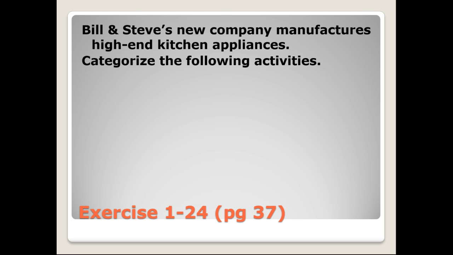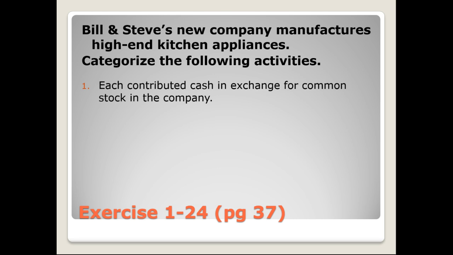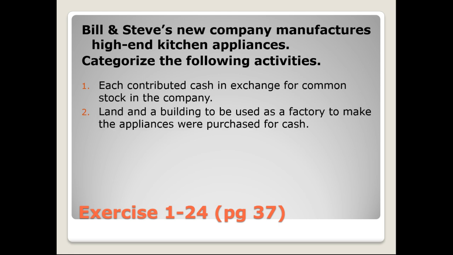Let's practice and make sure that we know how to do this. On page 37 in your textbook, exercise 124 talks about Bill and Steve's awesome high-end appliance company. They manufacture high-end kitchen appliances. Let's look at the following activities and make sure that we know what kind of activities they are. First off, both Bill and Steve each contributed cash in exchange for common stock in the company. What kind of activity is this? If you said financing, you're correct. This was an activity whereby Bill and Steve's company got funding for its operations.